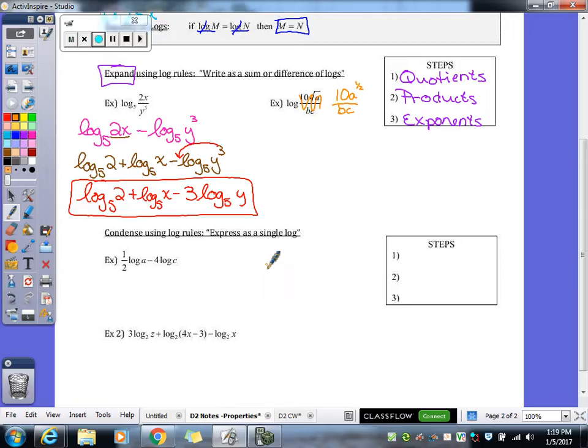So now we'll follow our steps over there. Do we have any quotients, anything being divided? Yes. So we've got to take care of that first. So log of 10a to the 1/2 minus log of bc. So the numerator minus the denominator. So next one would be our products. We actually have 2 of them this time. So we're going to do log 10 plus log a to the 1/2.